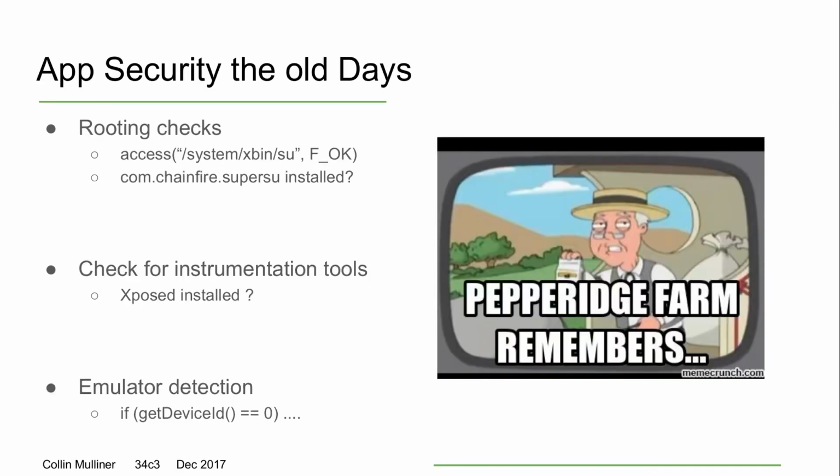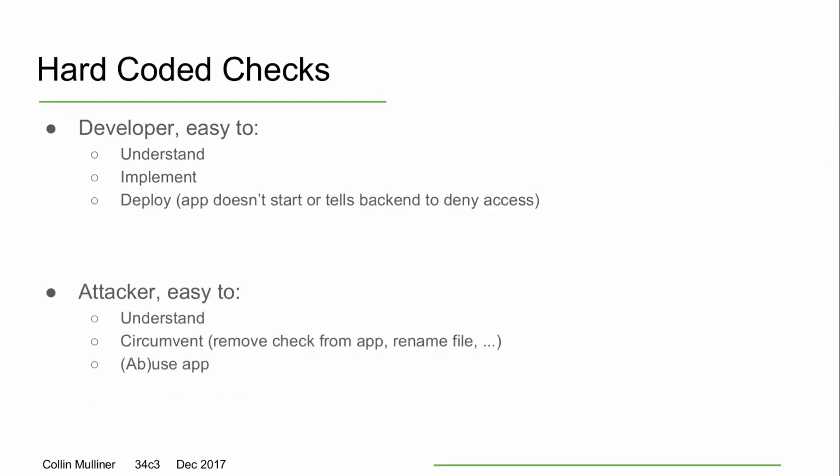So if you look at app security in the old days, what did you have? There were basic root checks, so apps would implement something like, hey, does /system/xbin/su exist? They were just checking, did somebody root the device and install su? And if that was true, they would say, yeah, your device is likely rooted, this app is not going to work. The same with apps, they would check if a specific package is present, or check if Xposed is installed, and maybe try to detect emulators by seeing what getDeviceId returns. If it returns 0, it's often an emulator. So that's really the old days.